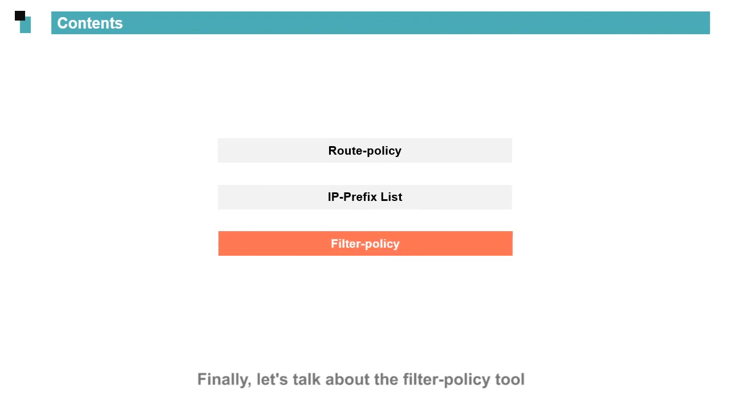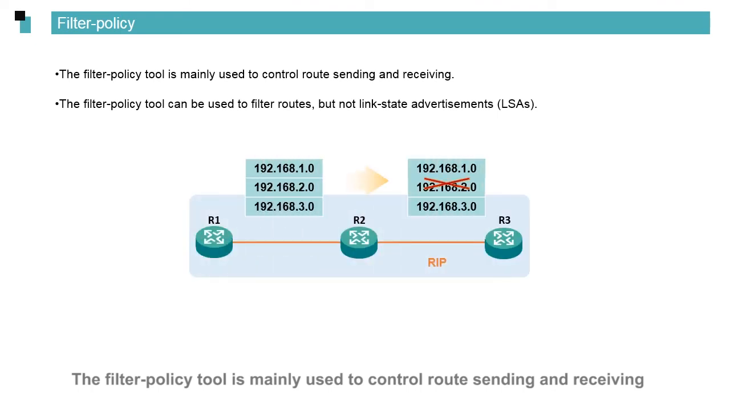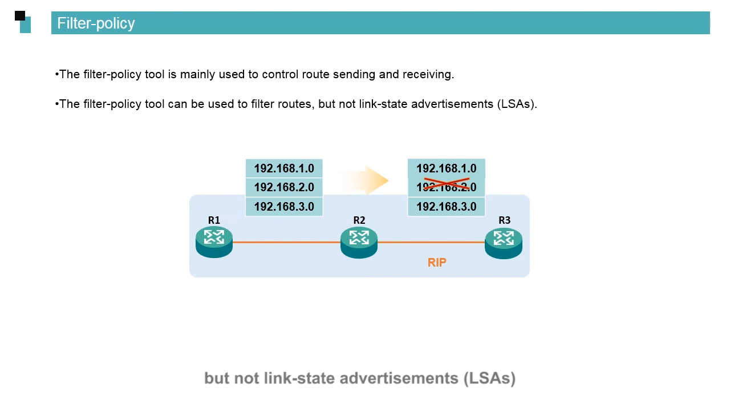Finally, let's talk about the filter policy tool. The filter policy tool is mainly used to control route sending and receiving. However, the filter policy tool can be used to filter routes, but not link state advertisements, LSAs. LSAs are messages exchanged between OSPF routers.